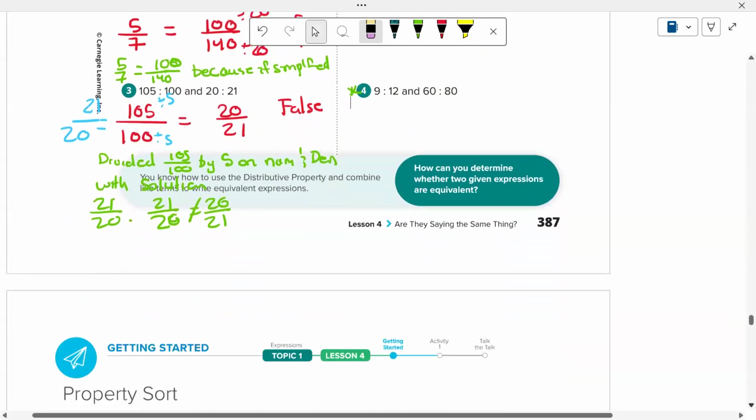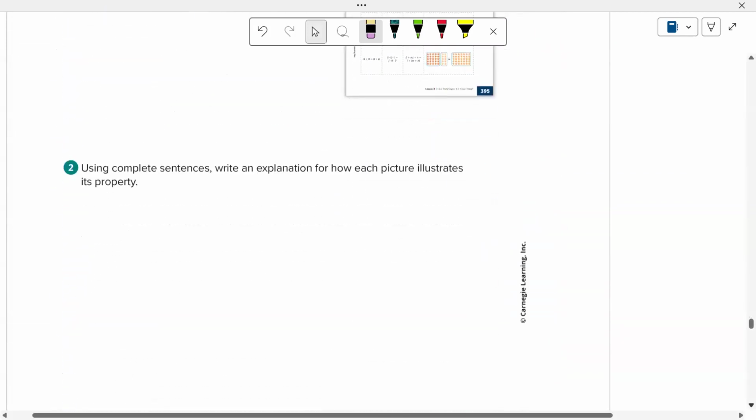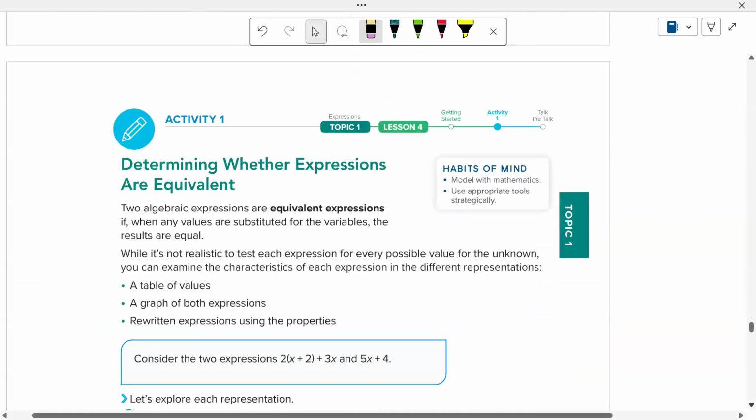We're going to go on to page 389. We're skipping 388. That's a dumb page. Sorry, I don't like it. I ain't going to lie to you.